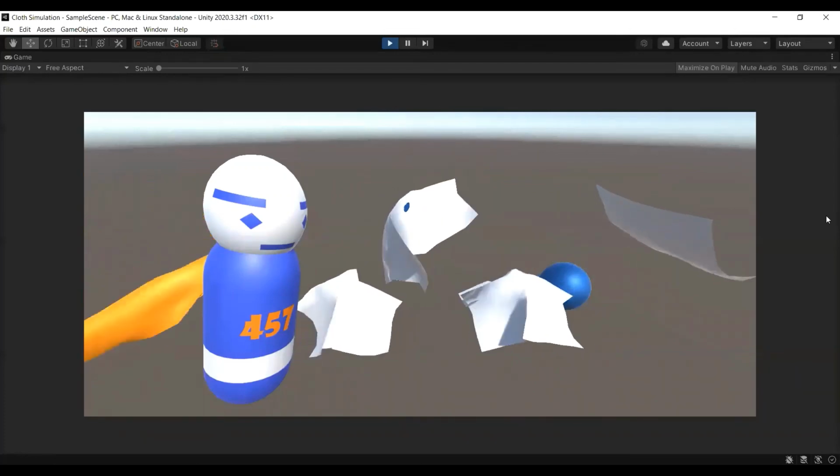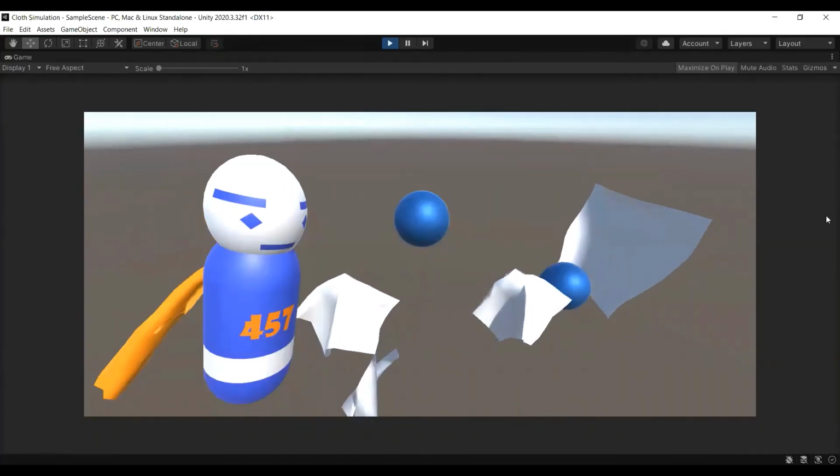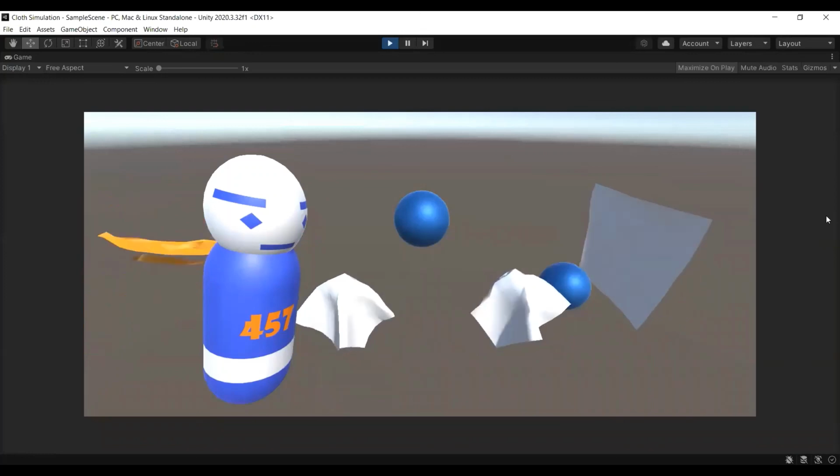Now that we've given you the tools to make a cloth simulation, you're well on your way to creating realistic-looking cloth that'll blow you away.